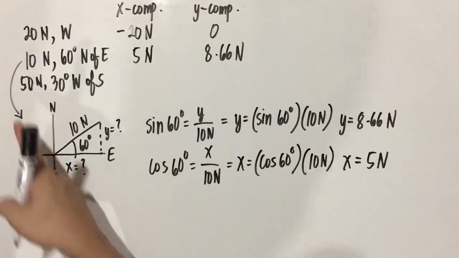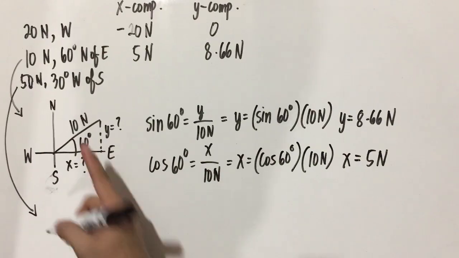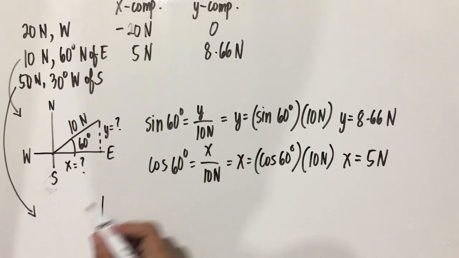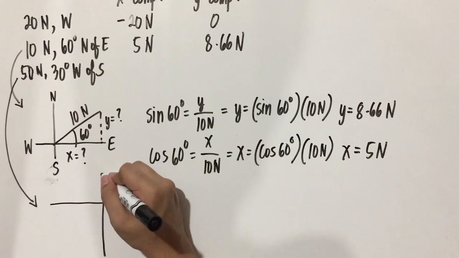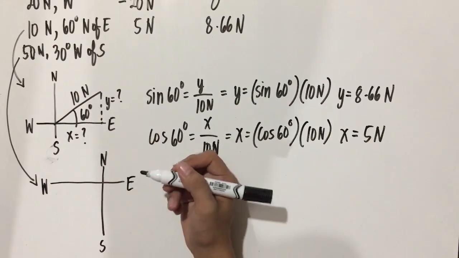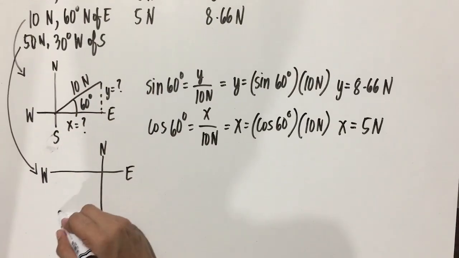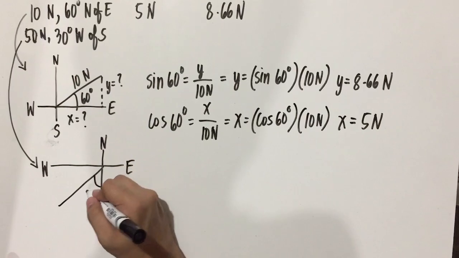5 newtons for the x component. We're okay now for your number 2 given. Now, same procedure for the third given. We have to draw a Cartesian plane. West of south is found on the third quadrant. So we have to make the third quadrant as big as possible so that we can focus on it.